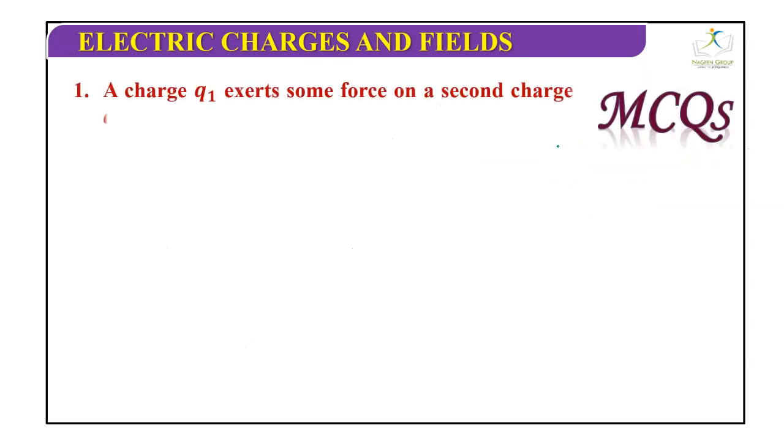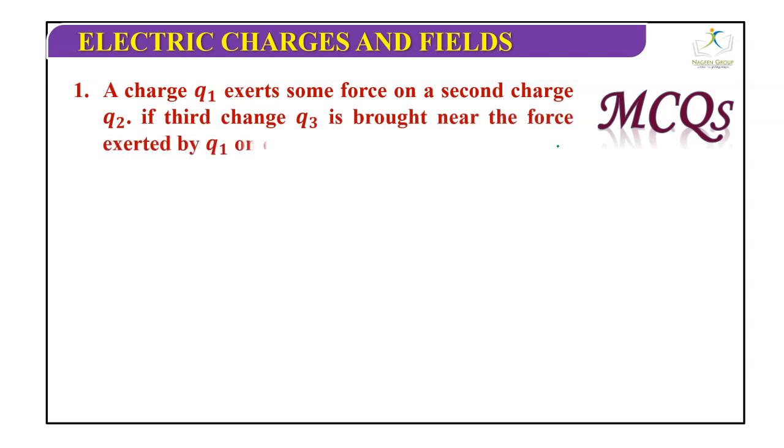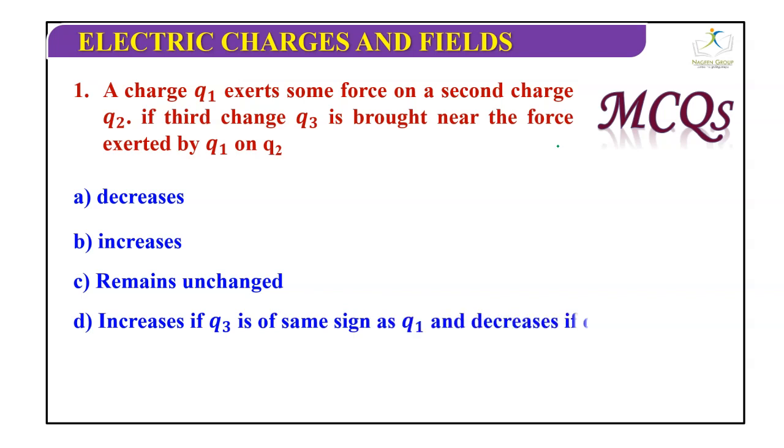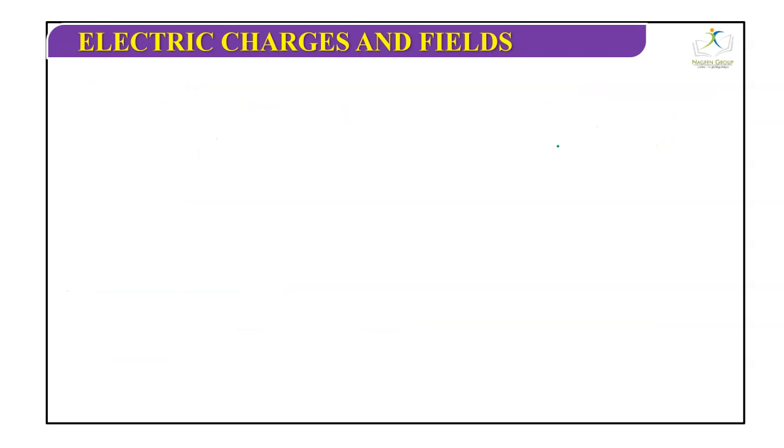Let's move on to some questions for more clarity. A charge Q1 exerts some force on a second charge Q2. If a third charge Q3 is brought near, the force exerted by Q1 on Q2 will decrease, increase, remain unchanged, increase if Q3 is the same sign as Q1 and decrease if Q3 is of opposite sign. So what was the correct answer for that? Yes, the correct answer is C, remains unchanged. That means when Q1 applies a force on Q2, there will be no change due to the Q3 term. If Q1 applies force on Q3, there will be no change for the Q2 terms.